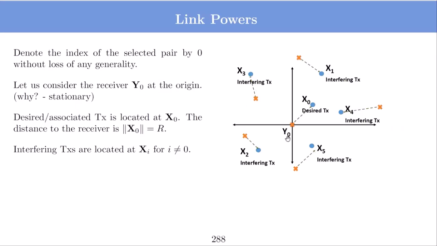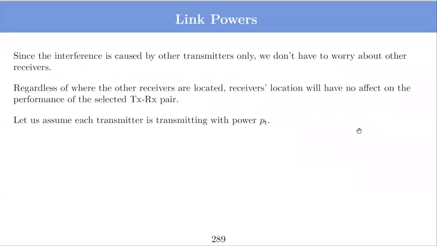Okay, and here you can also notice the distance between y0 and x0 is r, because we have assumed a fixed distance, although the angle can be uniform. Since the interference is caused by the other transmitters only, you don't have to worry about where the other receivers are. Regardless of where the receivers are located, receiver location will have no effect. So we only have to worry about the transmitter process. And let us assume that each transmitter is transmitting with power PT.